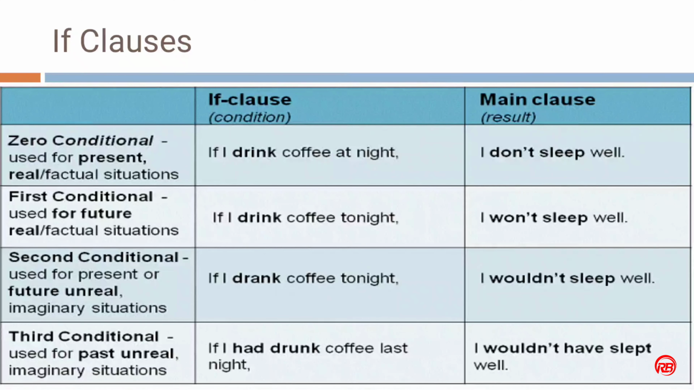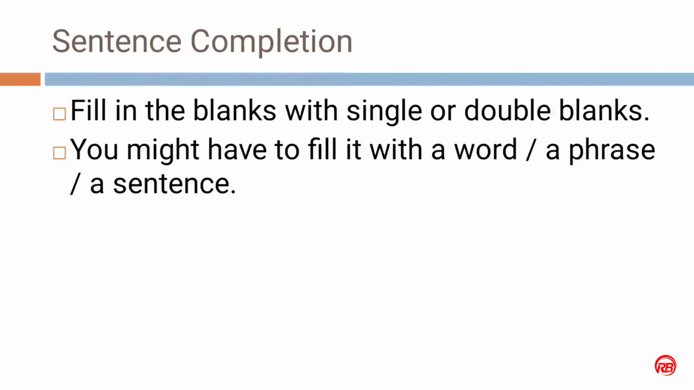And the next area we are about to focus on is if clauses. There are totally 4 types of conditionals: zero conditional, first conditional, second conditional, and third conditional. So now let me come to sentence completion.